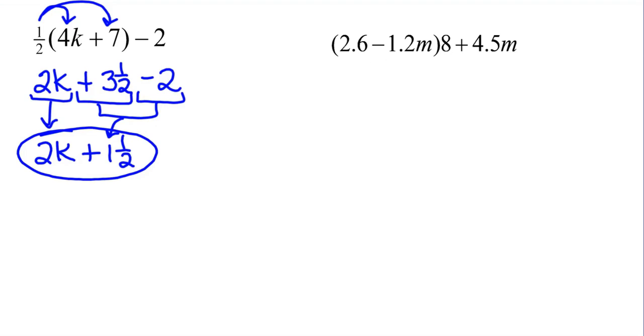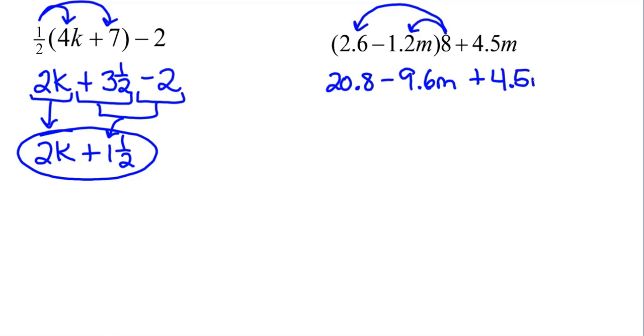And then here I have some decimal values in there. I have my 8 on the other side of the parentheses, which usually makes people uncomfortable, but we're still going to distribute it the same way we distribute if it was on the other side. So 8 times 2.6 is 20.8 minus 8 times 1.2m is 9.6m. And then my plus 4.5m is just going to get recopied.